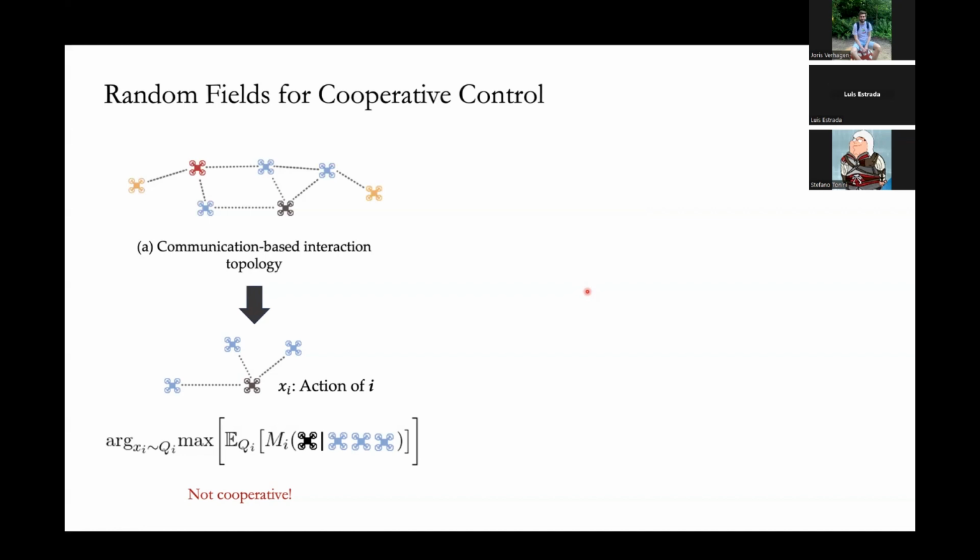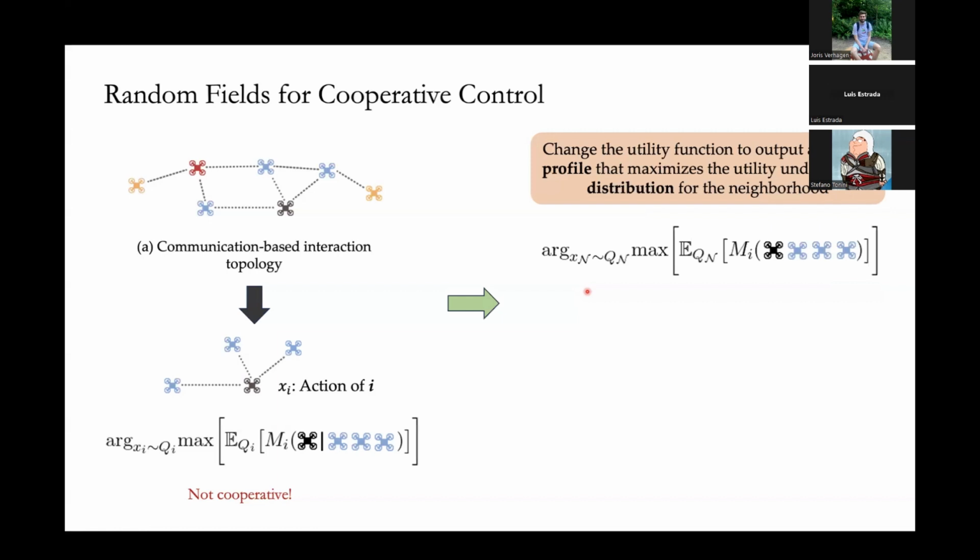But if we do that, the problem is it is not cooperative. Now, the black robot is choosing its action unilaterally, so it induces some perturbation into the local neighborhood, because if it chooses its action unilaterally, then that action might cause a negative impact on a blue robot. So what we can do is change this utility function into something that depends on the states of all the agents. And now we do not want to draw just a single action. We want to draw an action profile for the entire neighborhood, and we want to maximize this utility function.